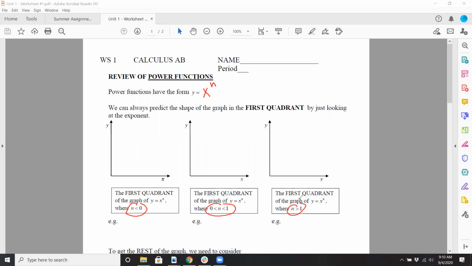Now, we'll start on the far right because I think that one's a little bit easier to figure out. A good example on the far right could be y equals x squared. So in this case, n equals 2. Of course, 2 is bigger than 1. Well, we should know the graph looks like this. What if you did y equals x cubed? That would look like this.